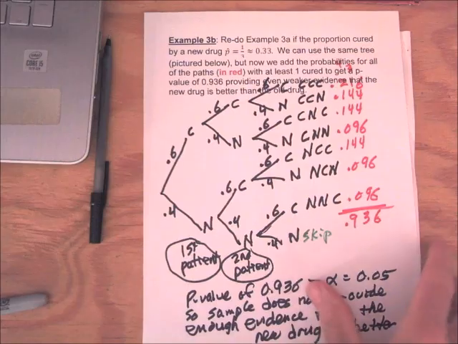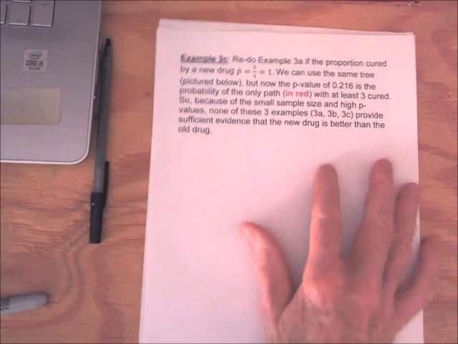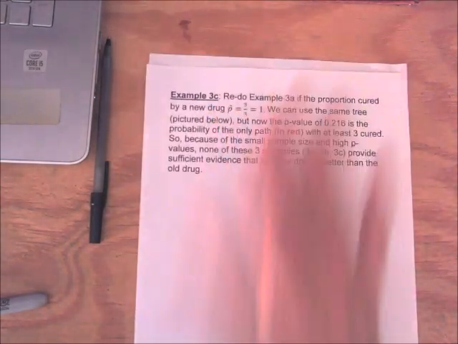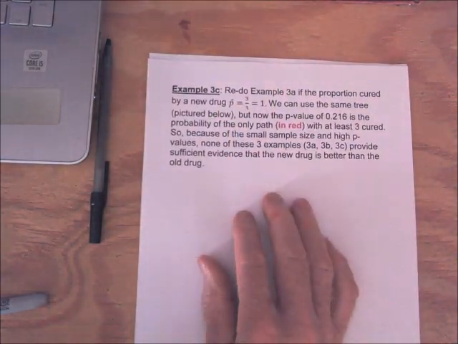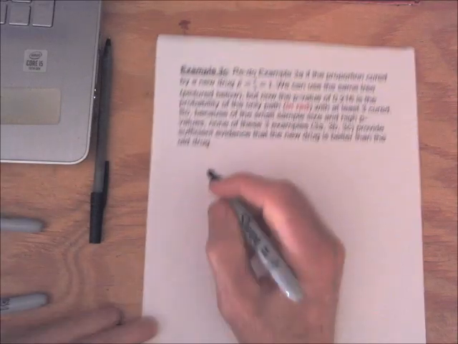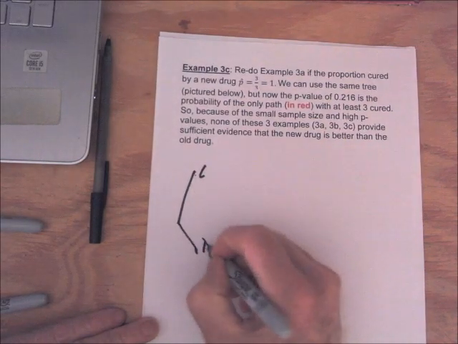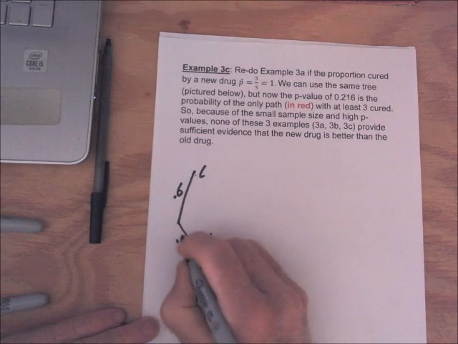Okay, so example 3C. Let's redo example 3A if the proportion cured by the new drug p hat is 3 out of 3. So we can use the same tree, but now we want all the paths where at least 3 of the 3 were cured, and that's actually going to only be one path. So the first patient is either cured or not. 0.6, 0.4.